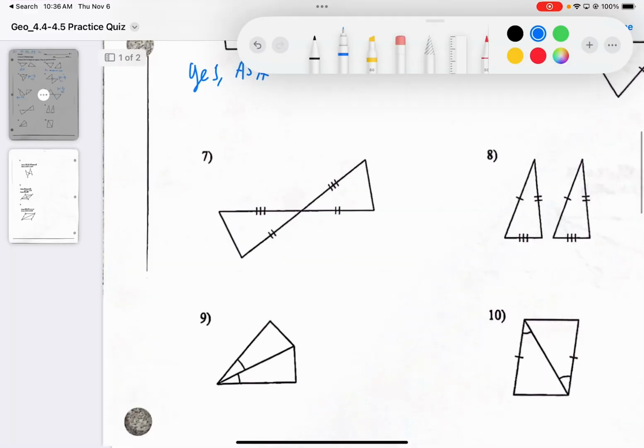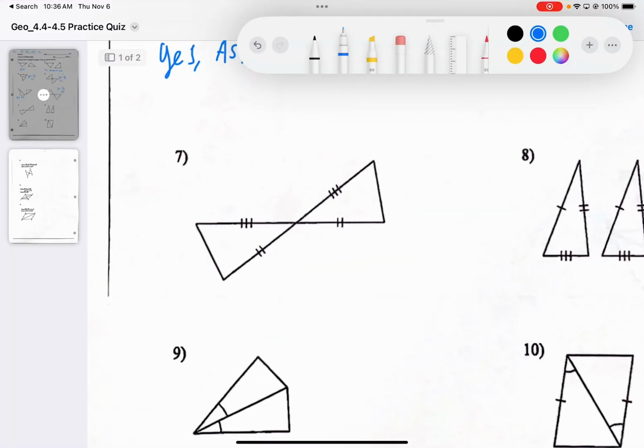Okay. 7. Who did 7 for us? What'd you say, Chris? Side angle side. Not enough. Which one is it? Okay. Well, I'll put it this way. For what they mark on there, it's not enough, right? Because you only have 2 pairs of information. You need a third. Can I get a third? Yeah. Which third piece can I get? The angle. Yeah.